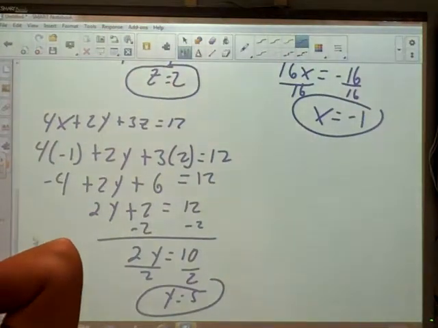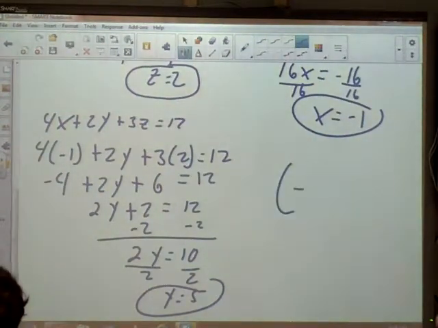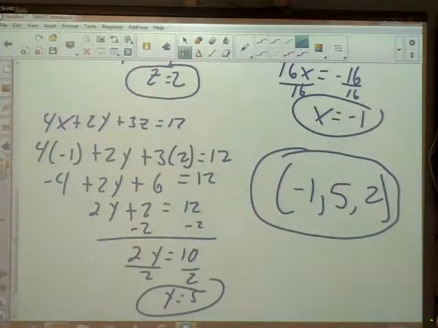A normal ordered pair is XY. This is an ordered triple, so it's XYZ. So we're going to say negative 1, 5, 2, XYZ. They got to go in that alphabetical XYZ order. See, that's not anything that's real hard, but that's a lot of steps, and if you make a mistake early on, it's trouble.